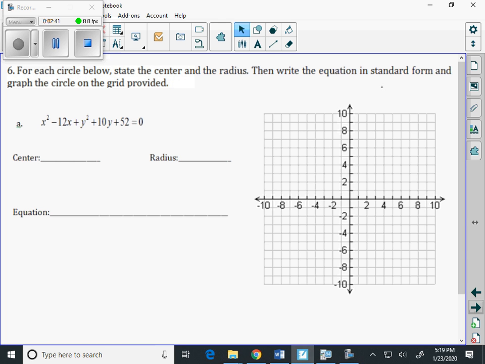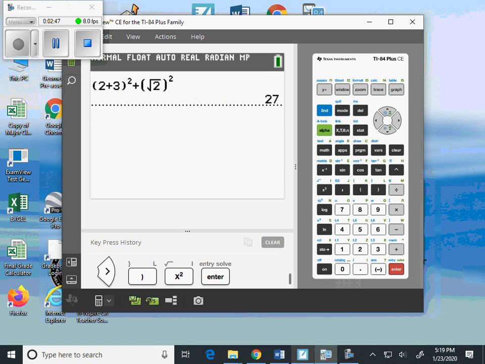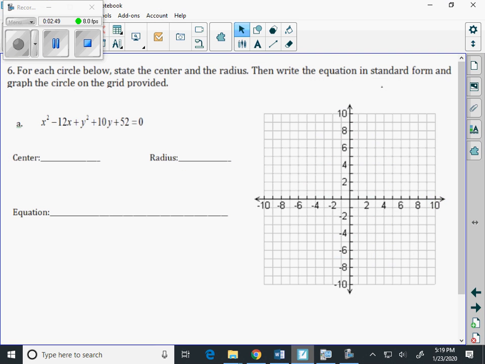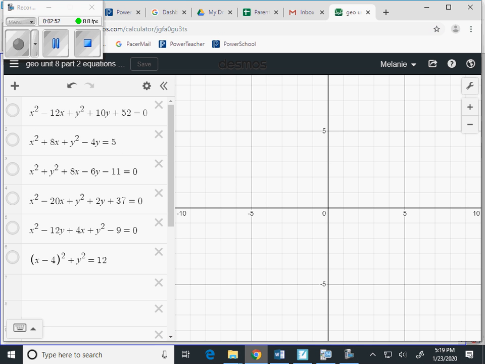So when we go over here, I have some information typed into Desmos already, but I'm going to pull up the first one here. Checking to see if I typed it in correctly, but I'm going to turn it back on, it is x squared minus 12x plus y squared plus 10y plus 52, and we get this circle.